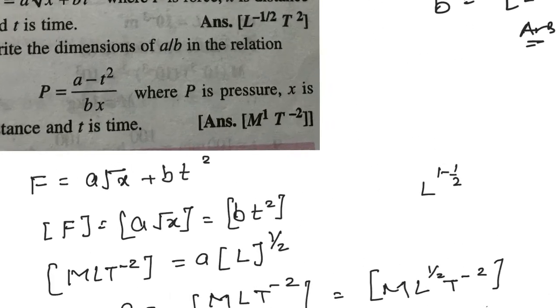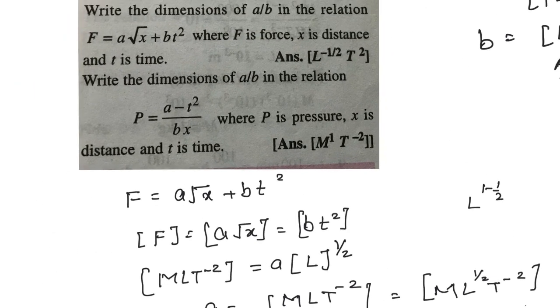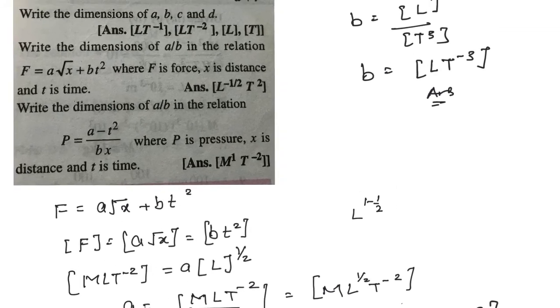Okay class? How many of you have done it in the last numerical? That is P equals a minus t square upon bx. Now again you have to find a divided by b. Okay. So class, you can notice one thing, a minus t square. This minus means the dimensions of a must be equal to the dimensions of t square. So we can say the dimensions of a will be t square.